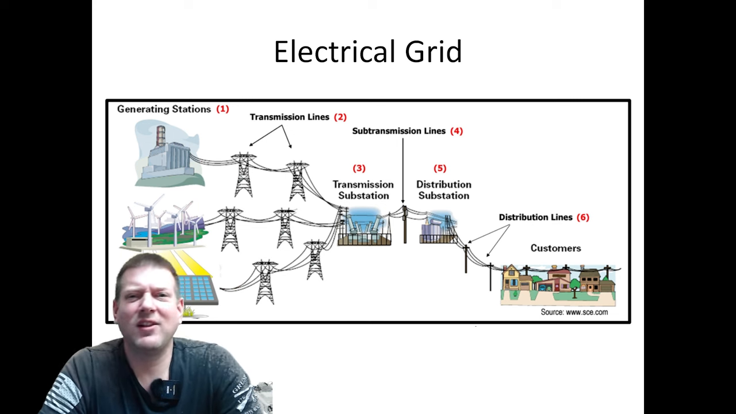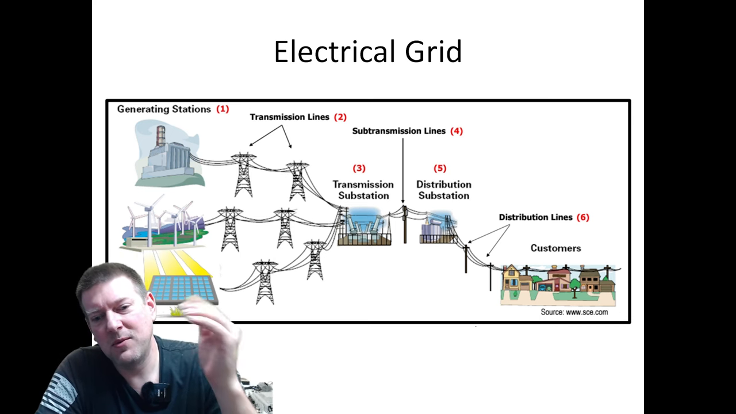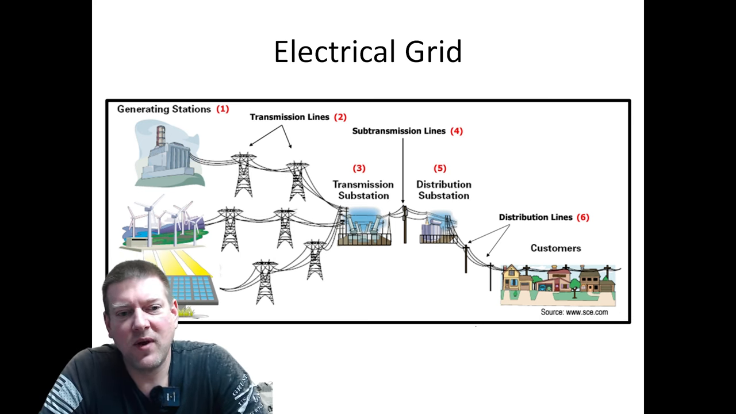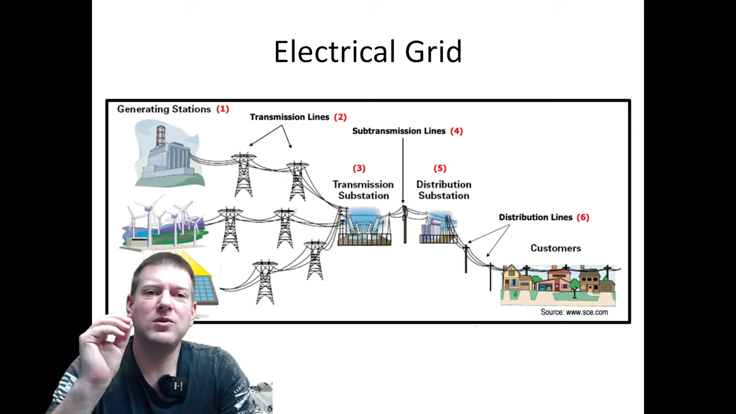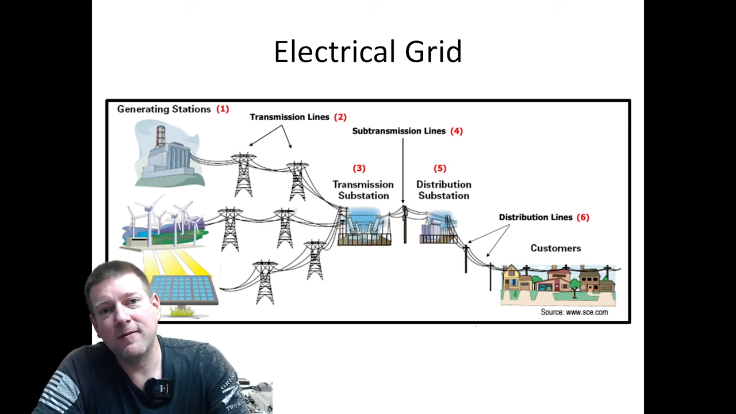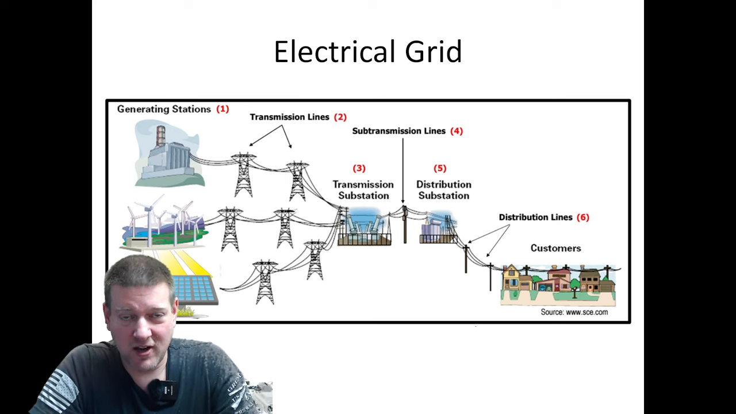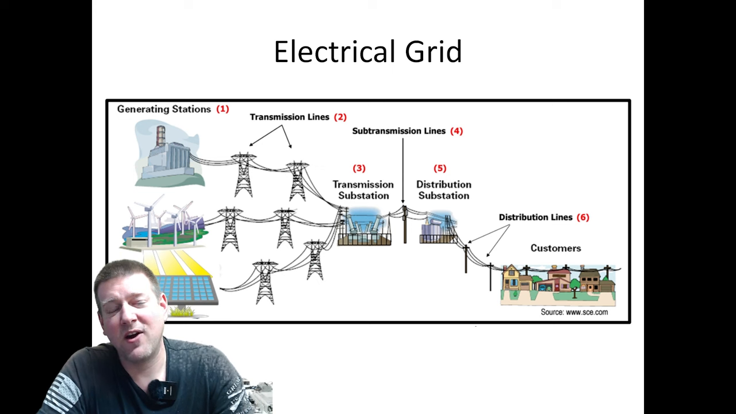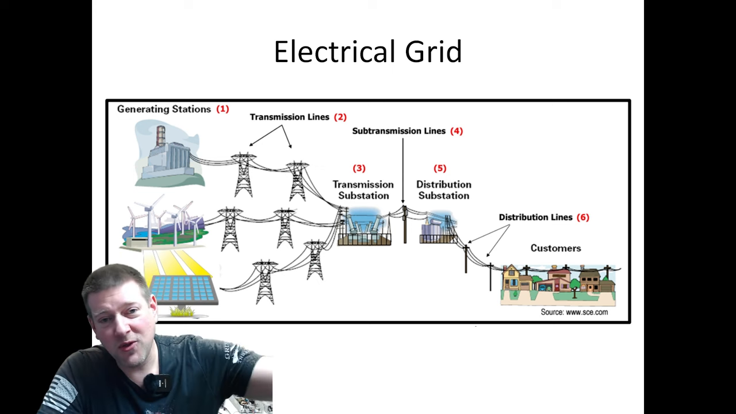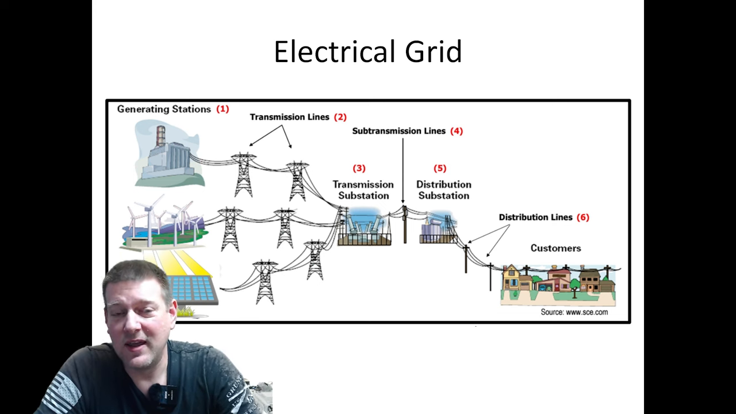Now, why is it that the electrical system is at such a high voltage, and then we have to step it down? Well, you see, when you take electricity and push it down a line, the higher the voltage, the higher the difference of potential, the less loss you're going to experience. If we ran 120 volts all the way from the electrical generator to your house, it would be practically nothing by the time it gets there.